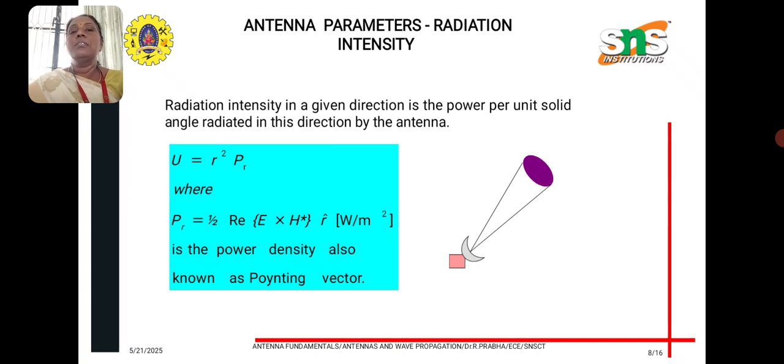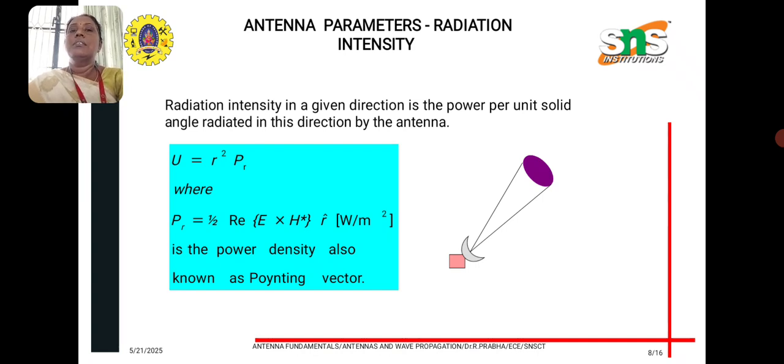Here PR is the Poynting vector. We know the Poynting vector gives the power density and also gives the power flow of an electromagnetic wave, and it is given by the formula 1 by 2 real part of E cross H star, watts per meter square.